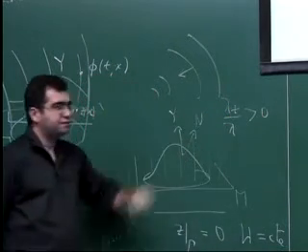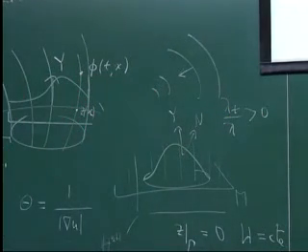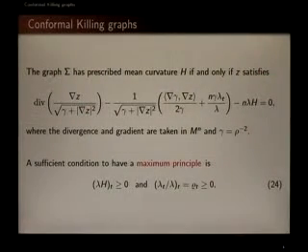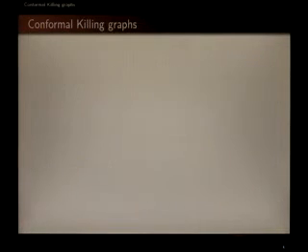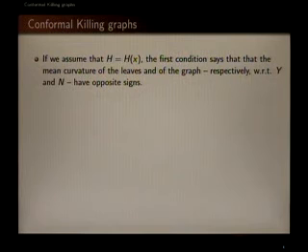essentially the mean curvature of the leaves is given by this function. So you are assuming that these leaves are mean-convex. And the second condition essentially says that the mean curvature of these leaves increases when the radius decreases. Okay? These are sufficient conditions for having maximum principle for this equation.